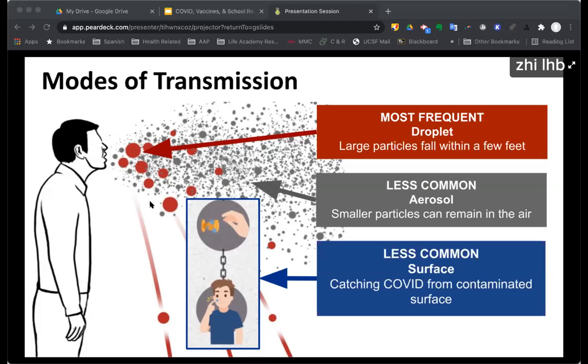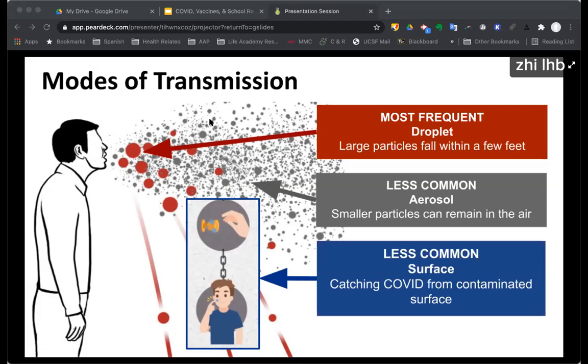Most of them fall within 3 feet of us and they fall pretty quickly. Most fall within 15 minutes' time. That's the most common way by far that COVID is spread.